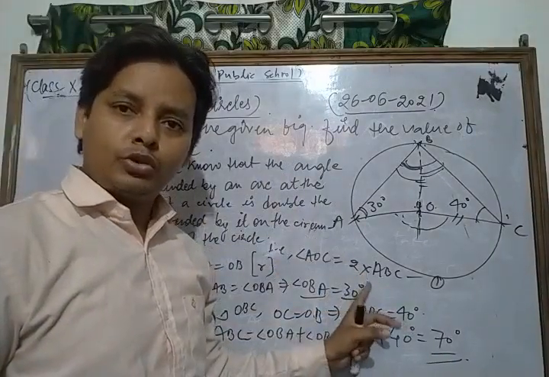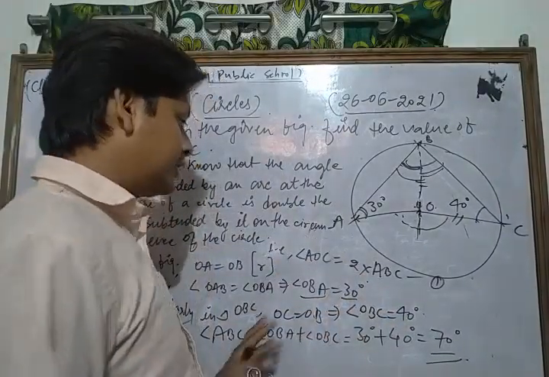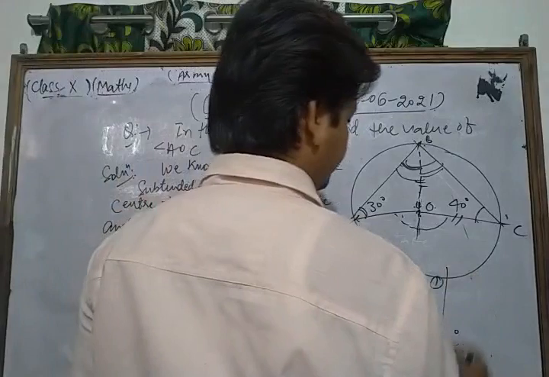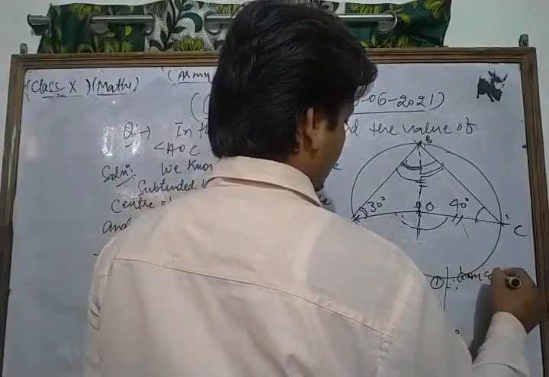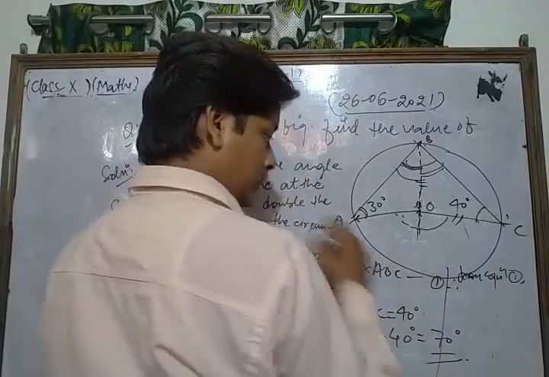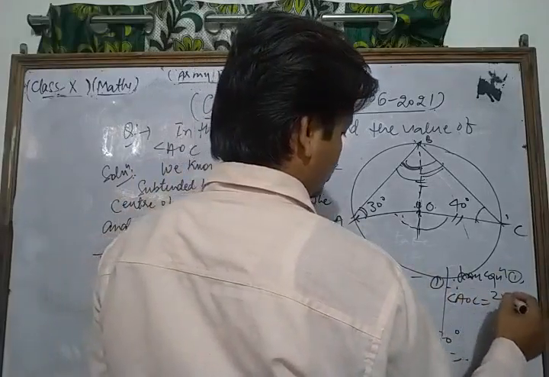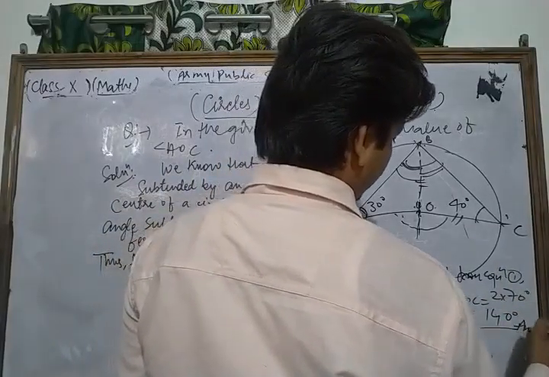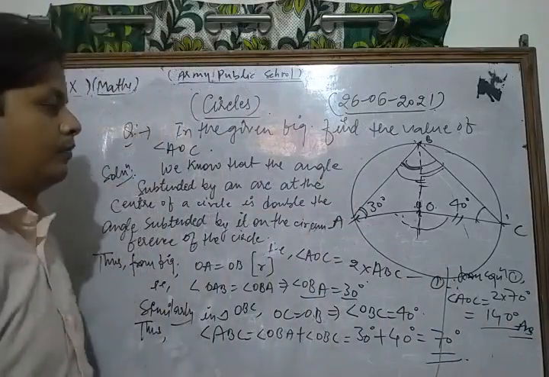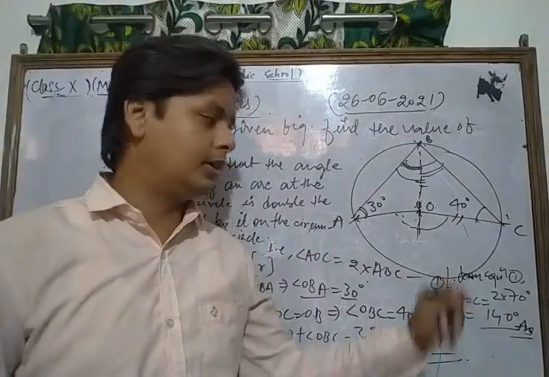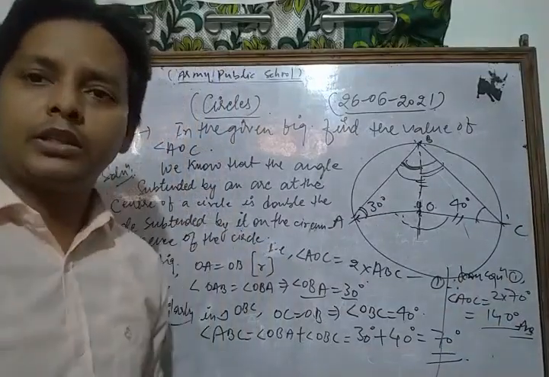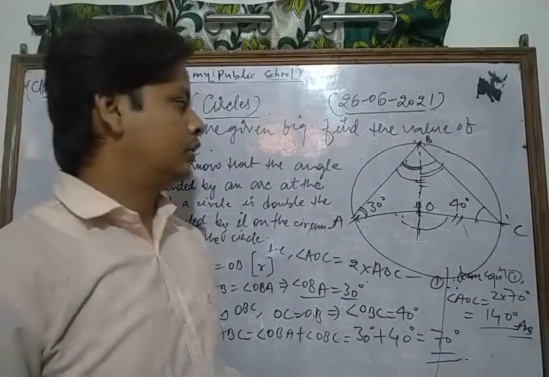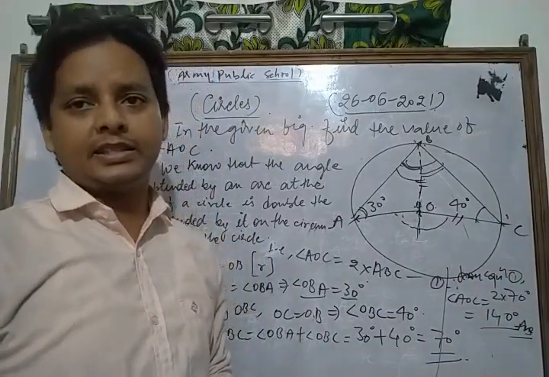Now, using equation 1, we put the value of angle ABC in equation 1. Thus from equation 1, angle AOC is 2 times 70 degrees, which is 140 degrees. So the value of angle AOC is 140 degrees. Dear students, this is a very important question of your syllabus. Please solve the questions of your NCERT exercise based on these topics.